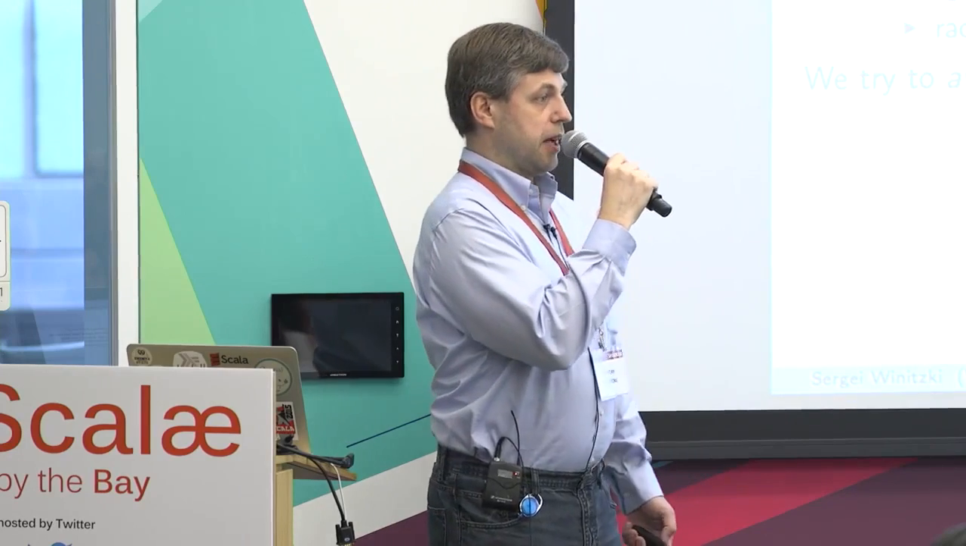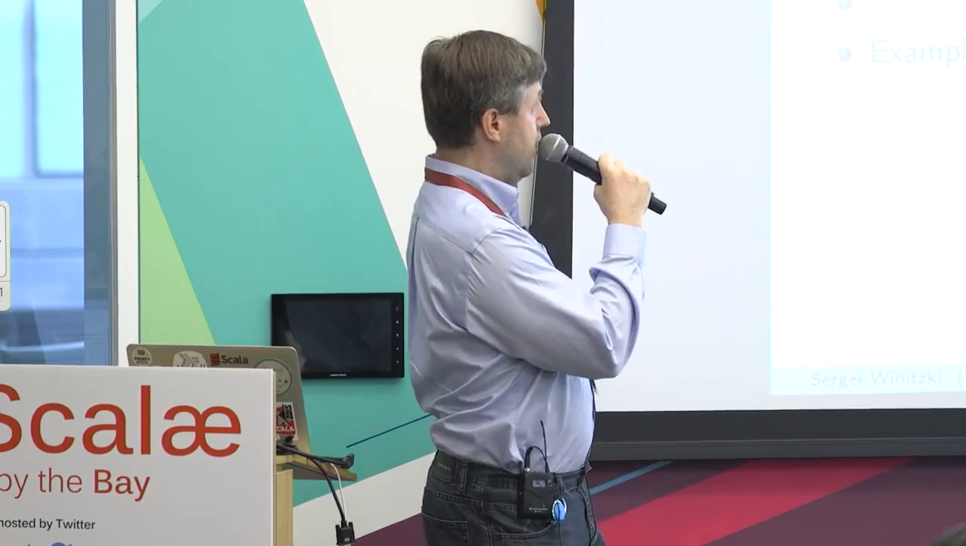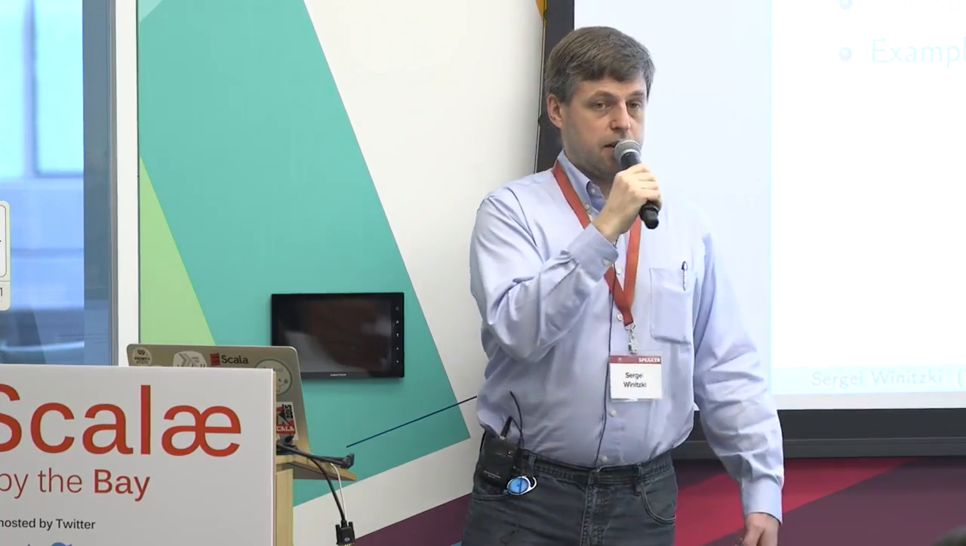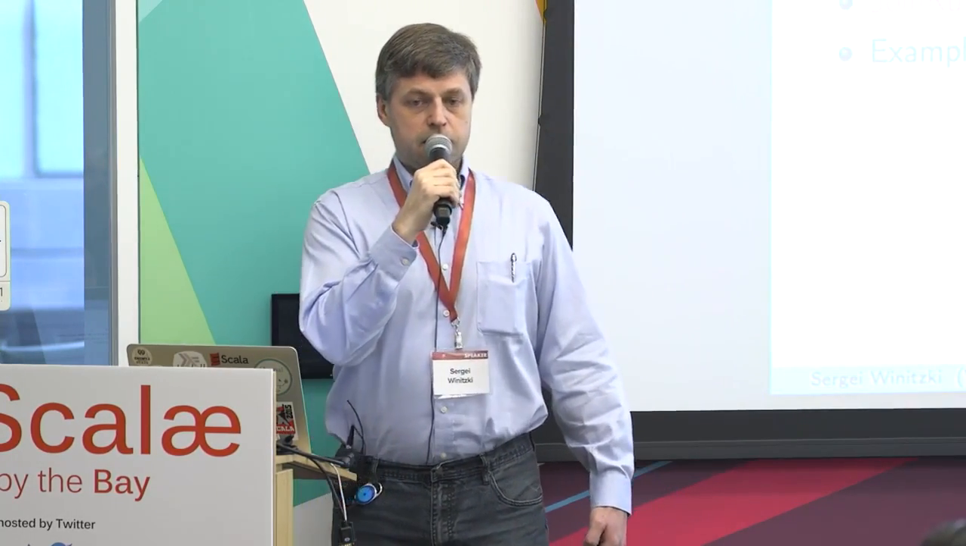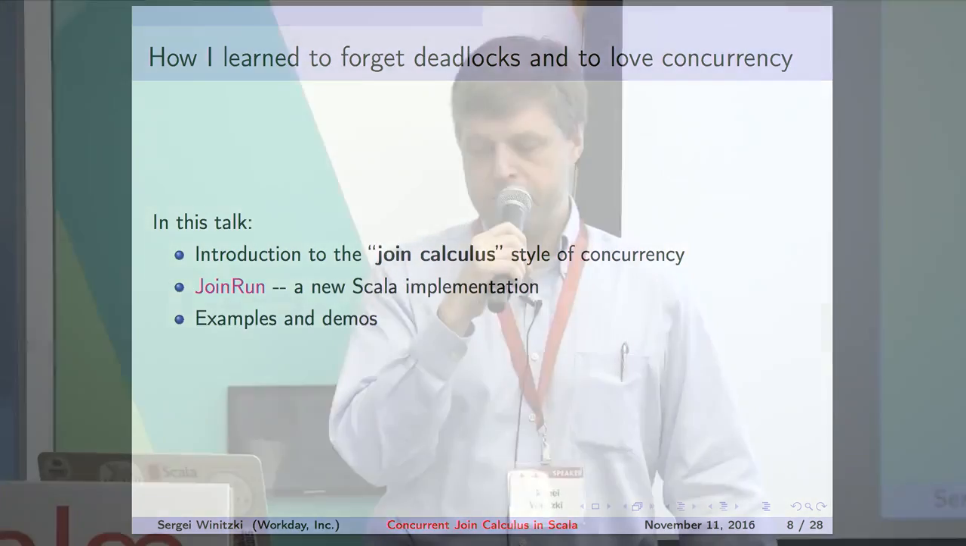Usually you cannot prove it will not happen. It's just too difficult to reason about those programs. So in this talk, I will introduce from scratch, without any assumption about what you know, the joint calculus style of concurrency. I am working on a library called join run, a very small library, which implements this paradigm in Scala as an embedded domain-specific language. I'll give some examples and a very small live coding demo.